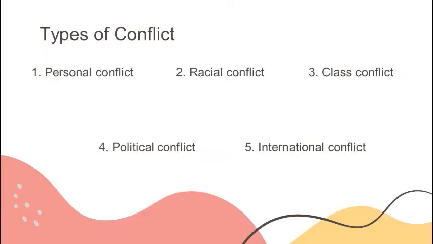Now, 5 types of conflict. First, personal conflict is a conflict between two persons within the same group. And the second, racial conflict is conflict between the two races, like whites and Negroes in South Africa. And third, class conflict is conflict between two classes such as poor and rich people. Fourth, political conflict is a conflict between two political parties for power. And five, international conflict is a conflict between two nations such as between India and Pakistan over Kashmir issue.